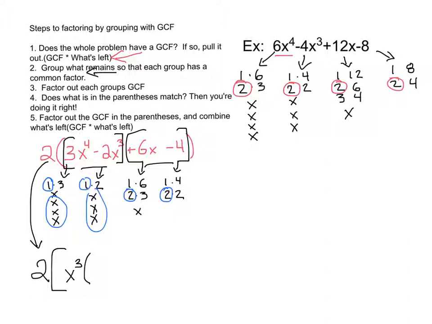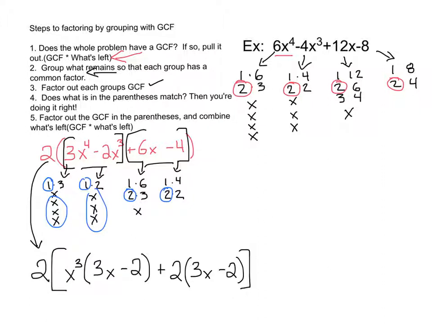3x to the fourth divided by x to the third is going to give us 3x as a result. And negative 2x to the third divided by x to the third will give us negative 2. For our second term, we know that our common factor is 2. 6x divided by 2 will give us 3x, and negative 4 divided by 2 will give us negative 2. So that completes step 3, where we factor out each group's GCF.